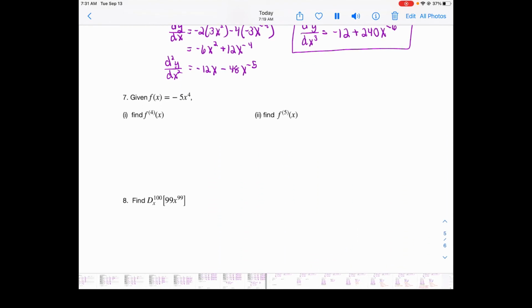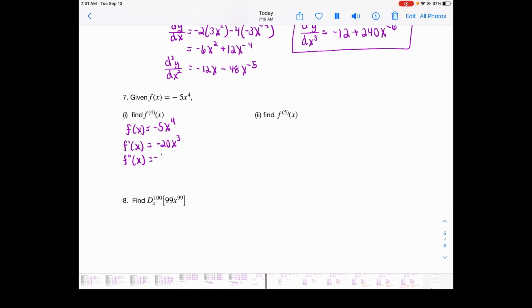So now let's try the fourth derivative of f of x. The first thing I have to do is find the first derivative of f of x, so f prime of x. And then find the second derivative of f of x. That should be negative 60x to the second. And then the third derivative of f of x, negative 120x. And then the fourth derivative. Notice I switched to the parentheses notation with the exponent.